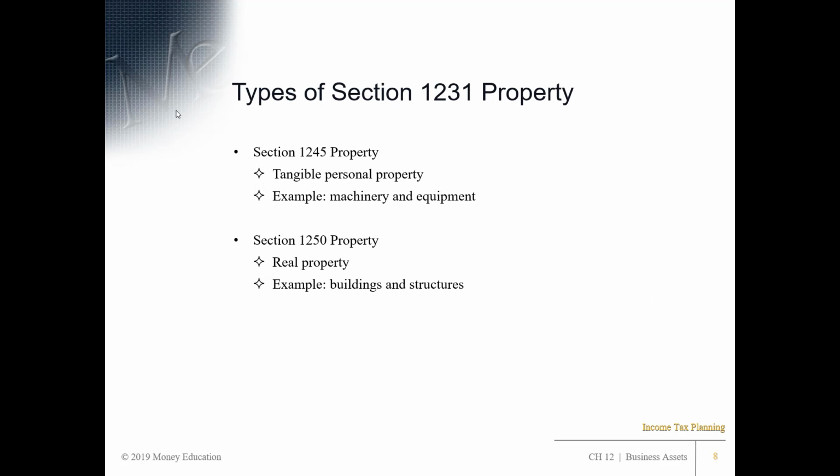Let's talk about Section 1231, where there are different types of property. Section 1245 is tangible property, machinery and equipment. Section 1250 is real property, buildings and structures.